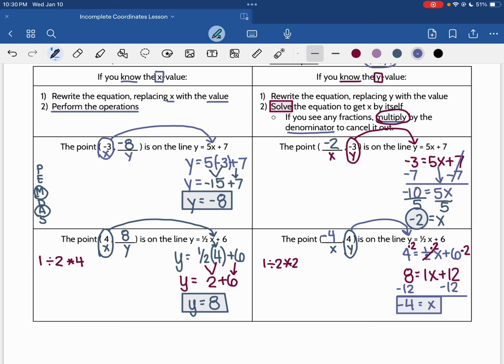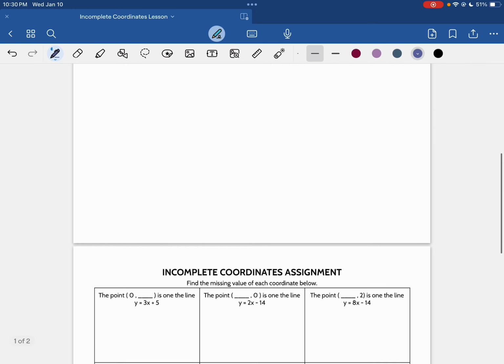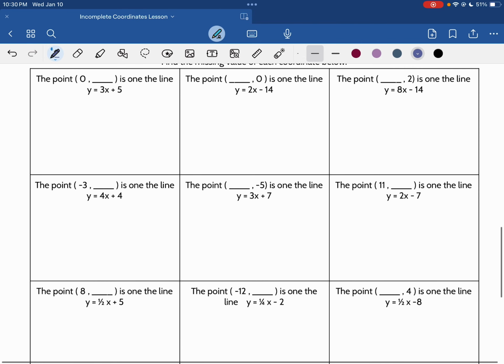Alright, your job is the assignment on the back side. There are 14 questions, but I made a couple of them a little easier by asking you to plug in the number 0. Because when you multiply things by 0, you get 0. So they're a little easier.